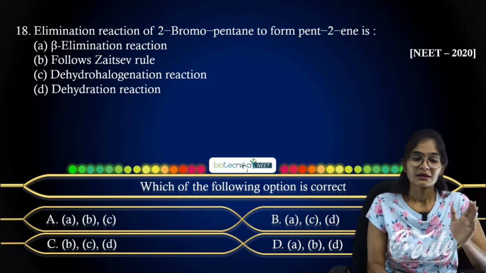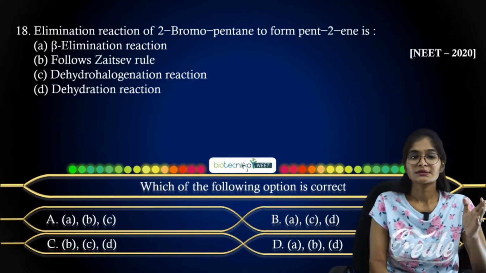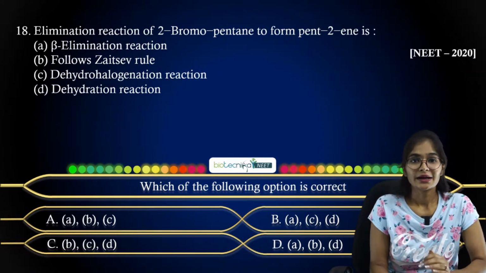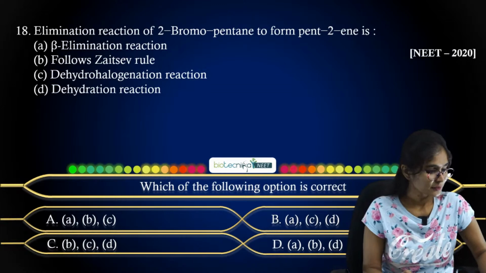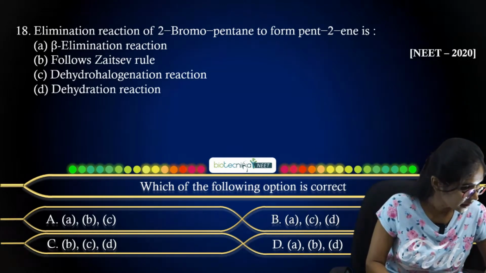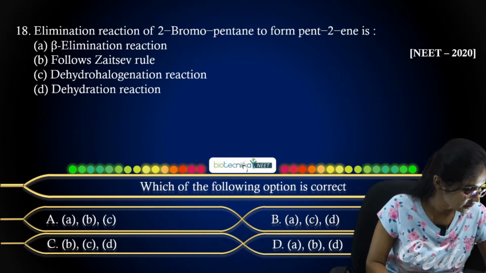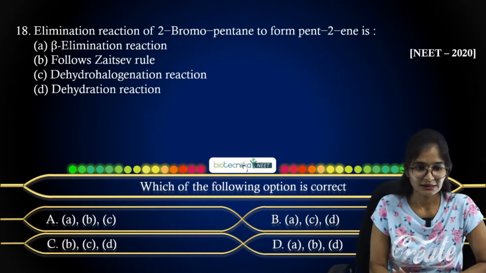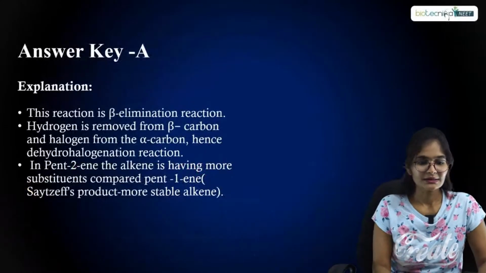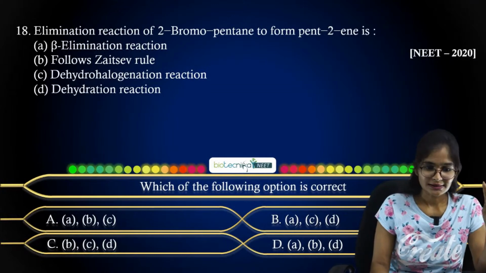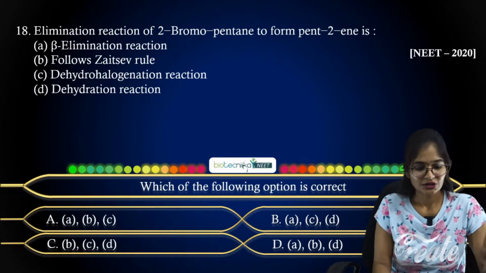So you can either apply the beta elimination, Zaitsev rule, or dehydrohalogenation and dehydration reactions. Just let me know what answer you will get. Priya has answered option B, Noble Wolf option C, Mallikarjun option D, and Diratek option C. All right, so the answer is option A, where it follows beta elimination reaction, Zaitsev rule, and dehydrohalogenation reaction.